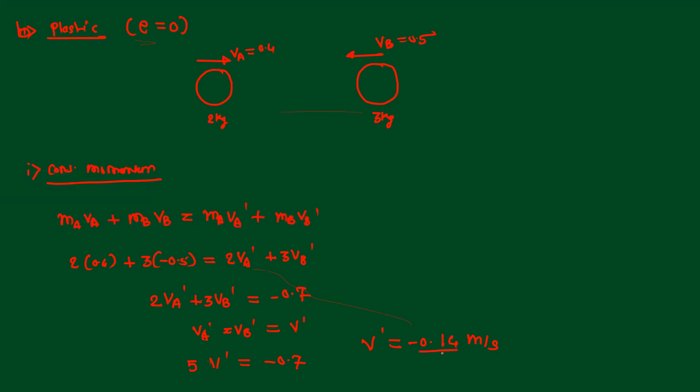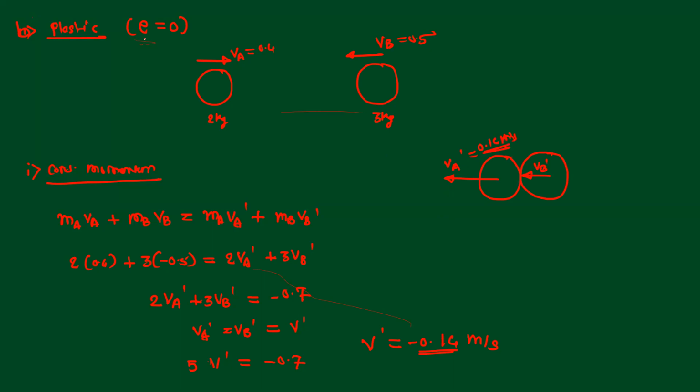So after collision, as the velocity is negative, it means that both the objects will start moving to the left side. So this is the impact. And after impact, both the objects will start moving with Va dash and Vb dash, both the same. So they will move with minus 0.14 meter per second. So this velocity is 0.14 meter per second. Okay. Now let us find out what is the loss of kinetic energy.